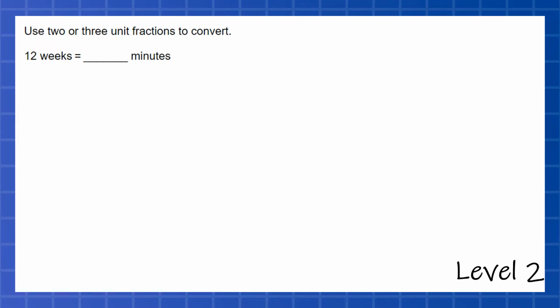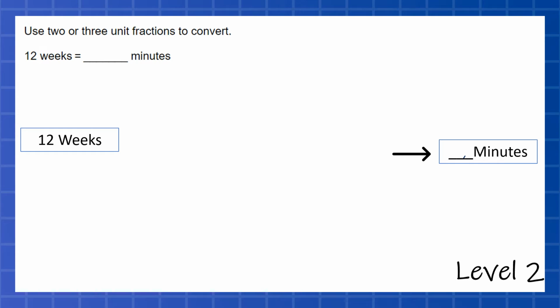To take a little bit bigger look, we're taking 12 weeks to blank minutes. So we're going to start writing out. What are we starting with? We're starting with 12 weeks. Where are we headed? We're headed to minutes. And so we're going to fill in the middle with our conversion factors. The first thing we're going to want to do is cancel out weeks with week.